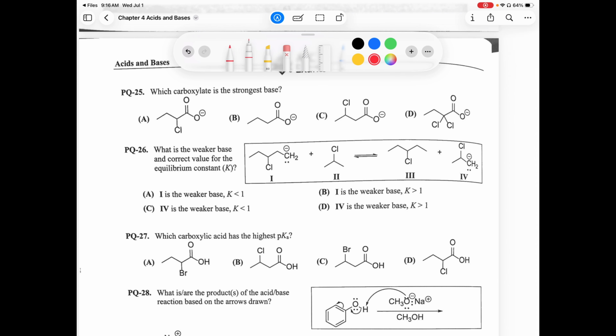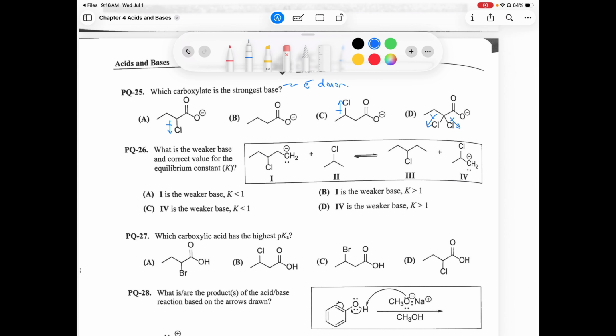Okay, number 25, which carboxylate is the strongest base? Now, as you know, if we think of the Lewis definition of a base, it's an electron donor. So if you look at all of these negative charges, which one is most willing to donate its electrons? What's the difference between these? It's the chlorines, right? The first one has one chlorine that's pulling electron density away. In B, there's no chlorines. Here we've got one chlorine pulling electron density away, and here we've got two.